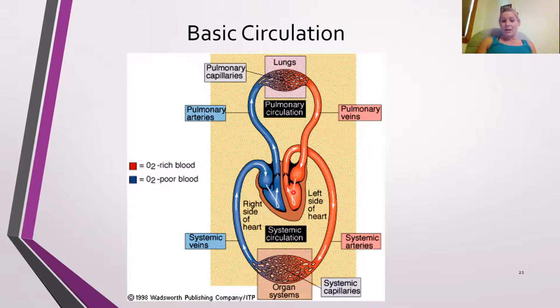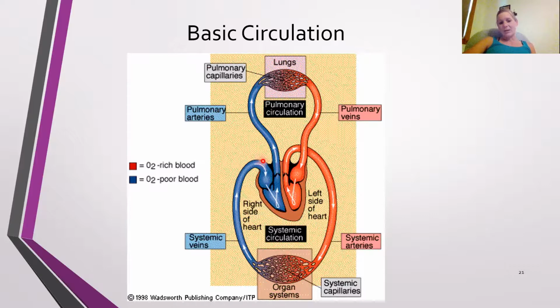So I'm going to send blood out of the left ventricle into systemic arteries. They're going to drop blood off at the systemic capillaries where exchange can occur. I'm going to drop off oxygen and nutrients. I'm going to pick up waste products. I'm going to carry those waste products back to the heart through the systemic veins. Once they get close to the heart, they're going to enter into the right side. Again, this is known as deoxygenated blood over here on the right side.